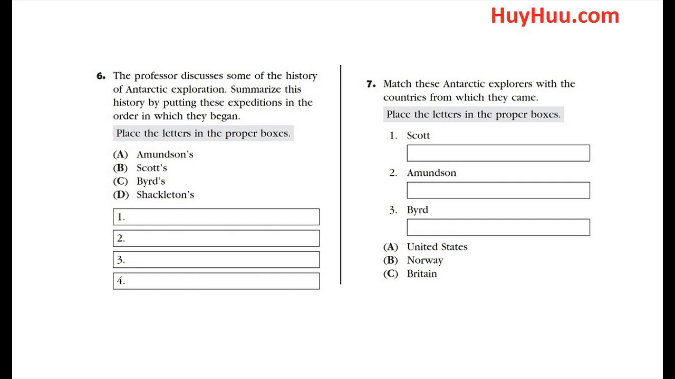This is a part of a discussion in a history class. The class has been focusing on the history of exploration. Okay, we're going to go on with our discussion of explorers and exploration. Today we're talking about 20th century explorers.